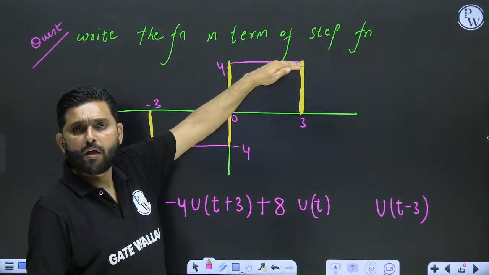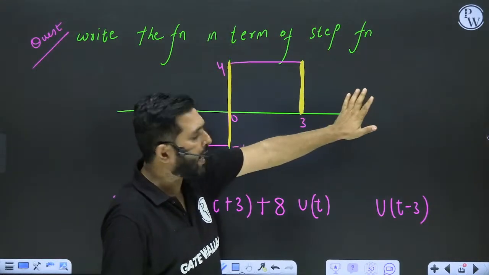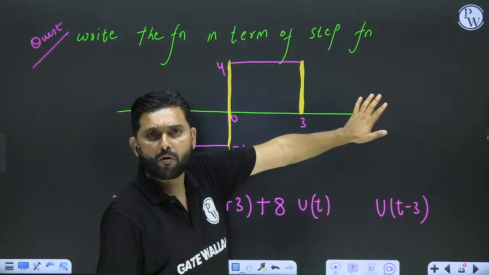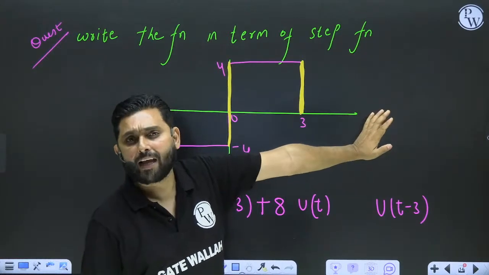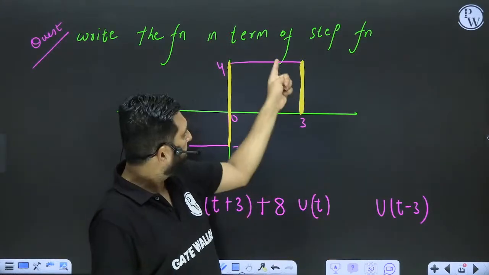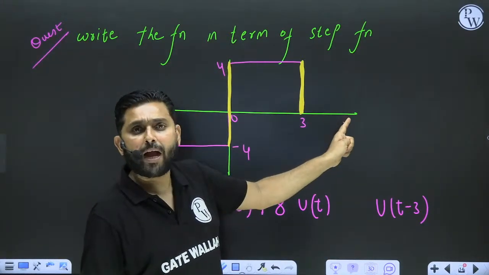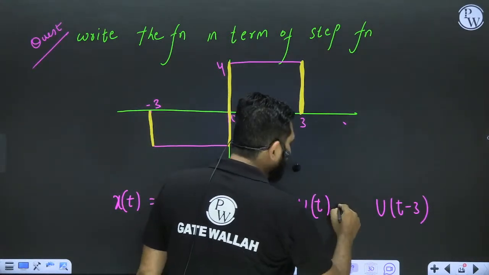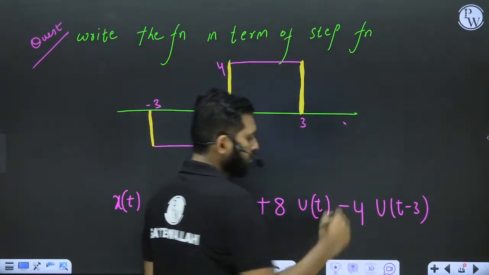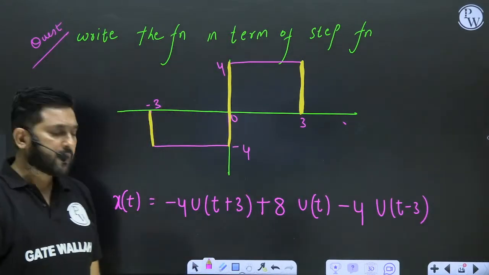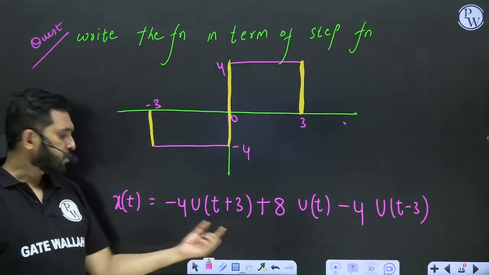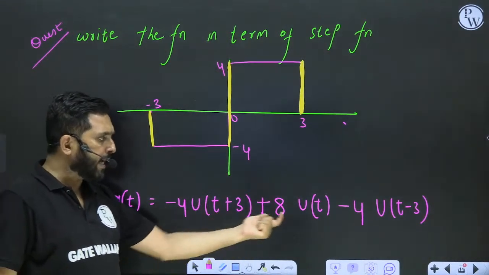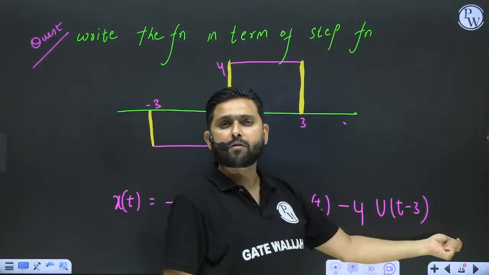Now we are at 4 and we have to go to 0. So what is the value I have to add to the coefficient? To get 0 from 4, it is -4. So we should add -4. So this is what my x of t is: -4u(t+3) plus 8u(t) minus 4u(t-3).